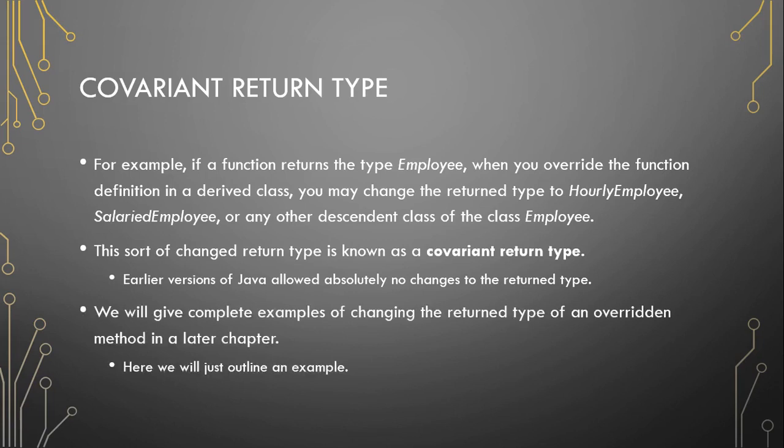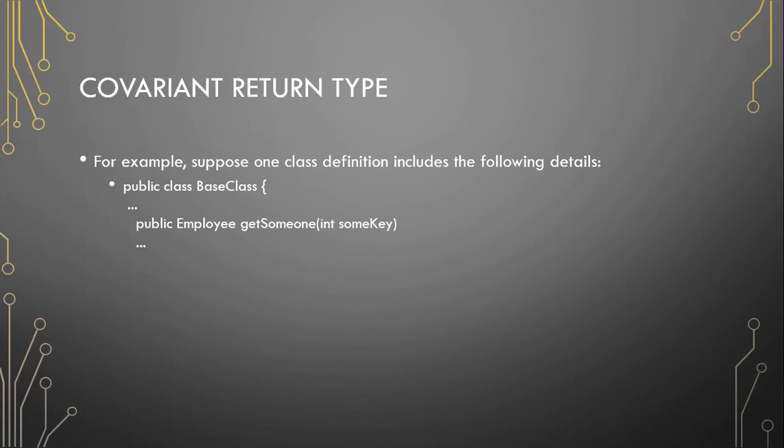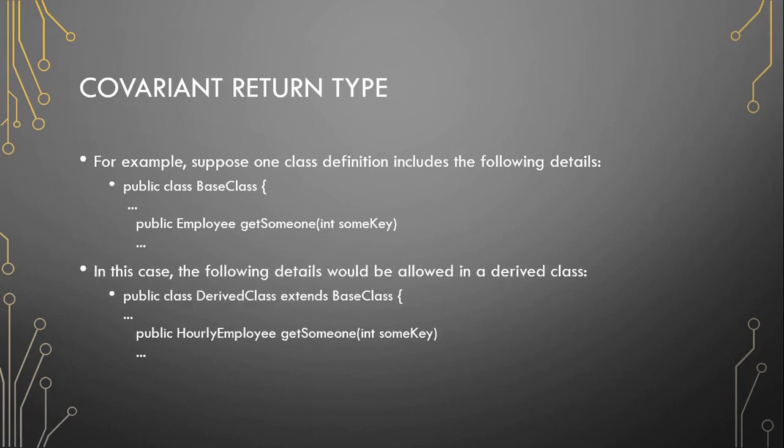Now, we'll give some complete examples of changing the return type of an overridden method again in a later chapter, like when we talk about the final modifier and stuff like that. For now, let's just outline an example. Suppose we have a class definition which includes the following details. public class BaseClass, public Employee getSomeone(int someKey). All right, so this is in the base class. In this case, the following details would be allowed in a derived class. public class DerivedClass extends BaseClass, public HourlyEmployee getSomeone(int someKey).